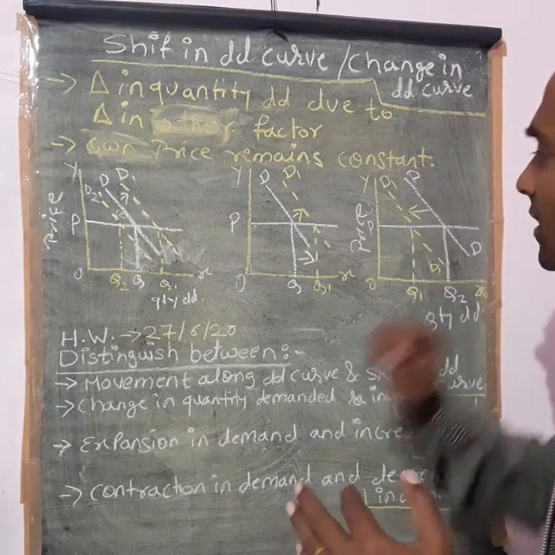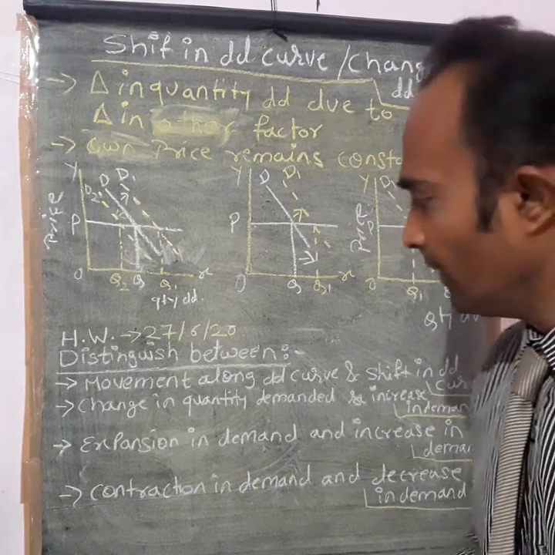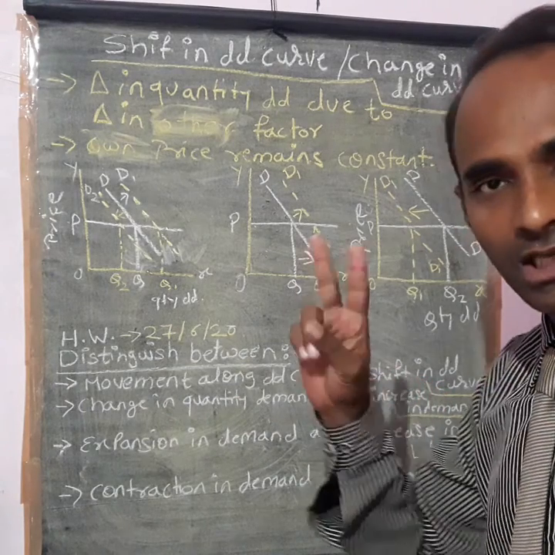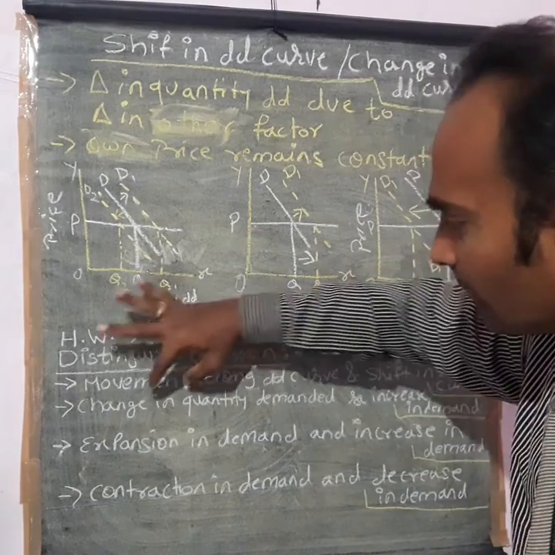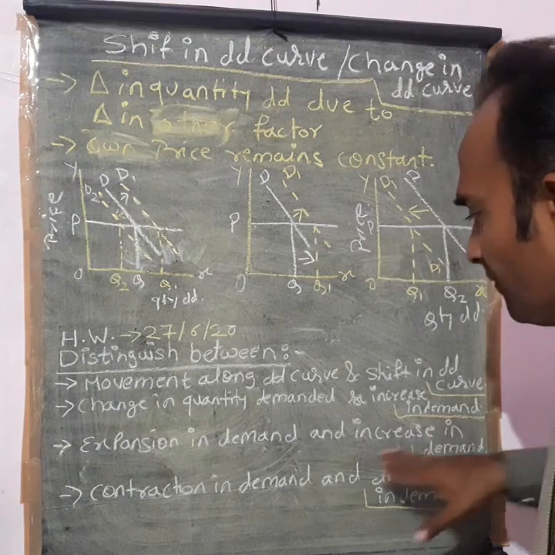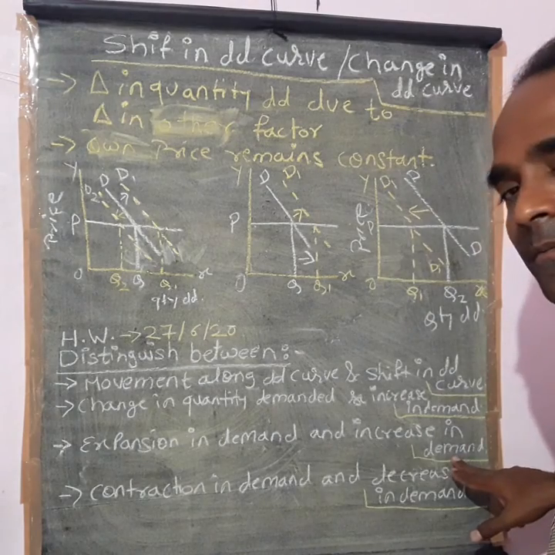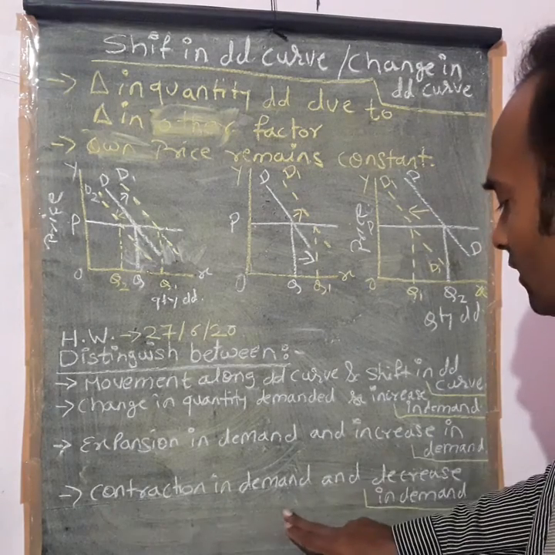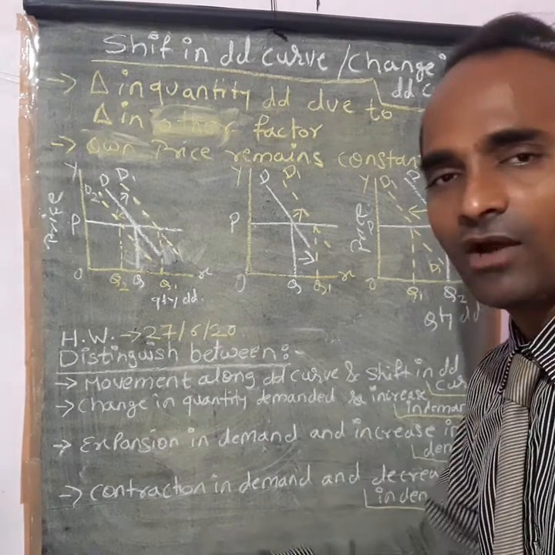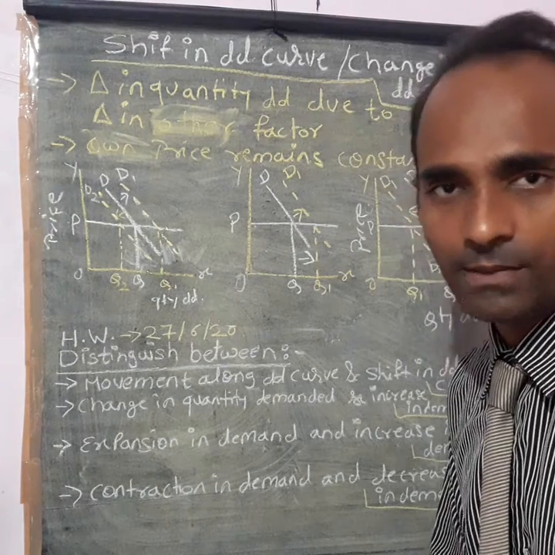You can see here. Now students, with this you can find the distinction between movement along the demand curve and shift in the demand curve. These are two topics, and under these two topics there are many distinctions you can find. Changes in quantity demanded, increase in demand: you can say expansion in demand and increase in demand. Similarly, distinguish between contraction in demand and decrease in demand. These are the distinctions that you can find and make yourself much more knowledgeable about this particular topic.